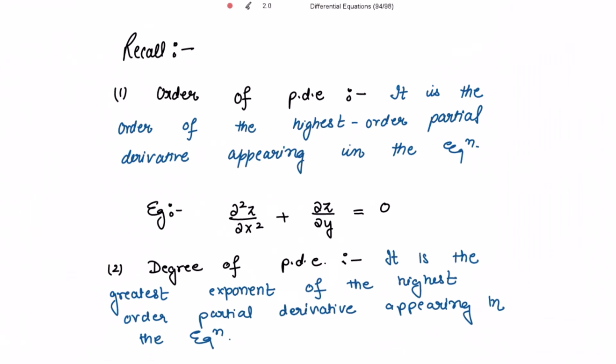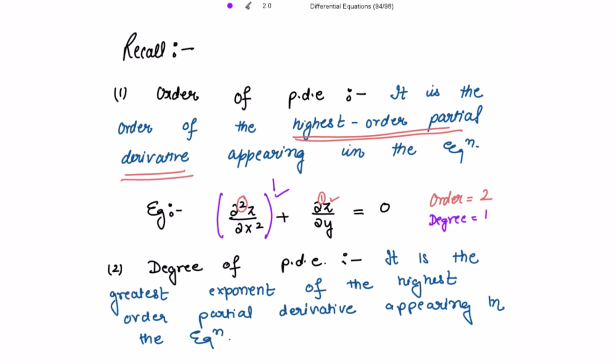Let's recall order of the partial differential equation. It is the order of the highest order partial derivative appearing in the equation. For example, in this equation, z is partially derived with respect to y one time. So the highest order partial derivative appearing in the equation, what is that highest order? 2. So this equation is having the order 2. The degree is the exponent of the highest order partial derivative, that is 1. So here it is the degree 1.